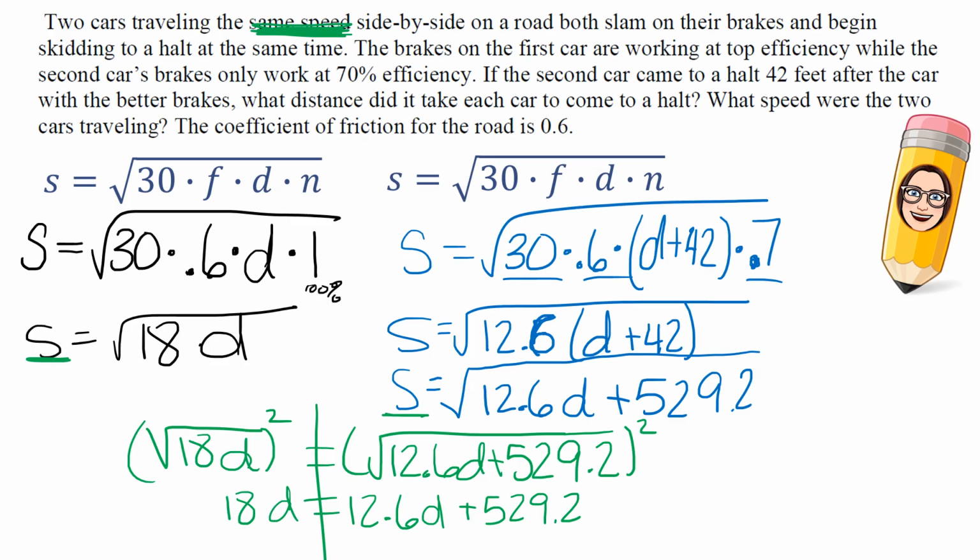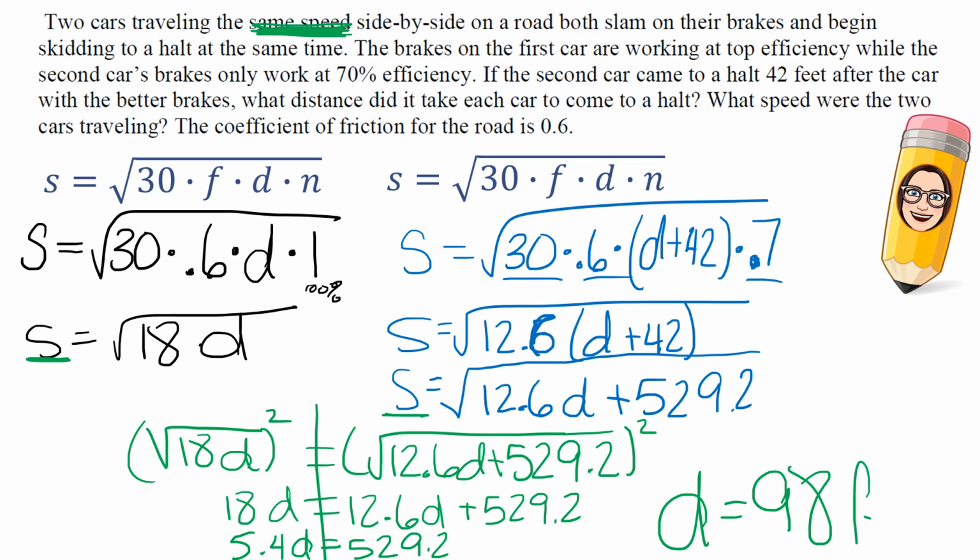So let's take 18, subtract 12.6, because we want to kick that to the other side. That's 5.4 times d equals 529.2. And then we need to divide 529.2 by 5.4. That gets me a distance of 98. Distance. What's our label if you look in the problem? Feet. Feet is our label.